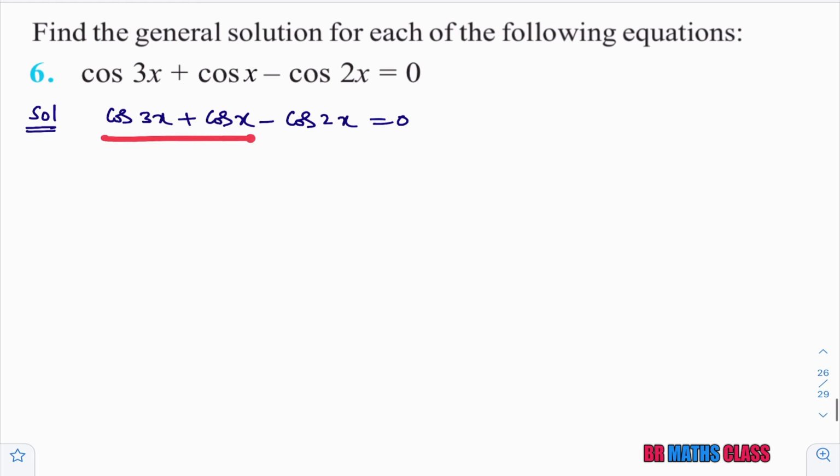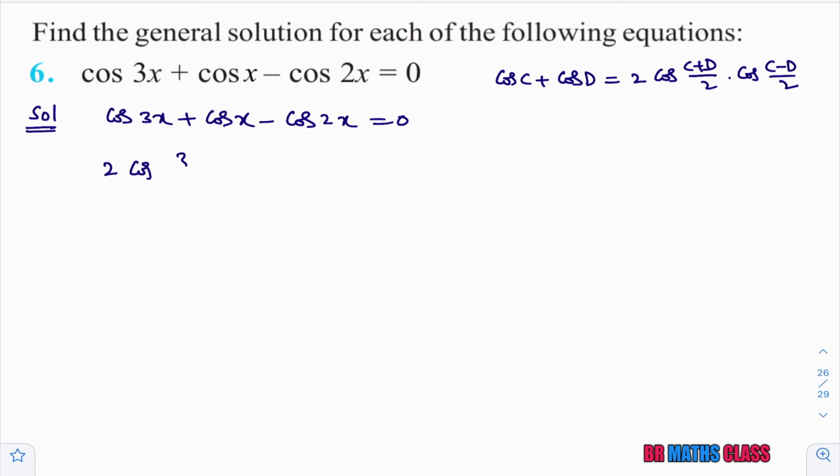For this part, I'll use the cos C plus cos D formula. Do you know the formula for cos C plus cos D? It is 2 cos of (C plus D) by 2 into cos of (C minus D) divided by 2. Here C is 3x and D is x. So we get 2 cos of (3x plus x) by 2 into cos of (3x minus x) divided by 2, minus cos 2x equal to 0.